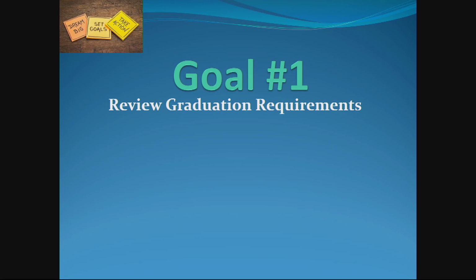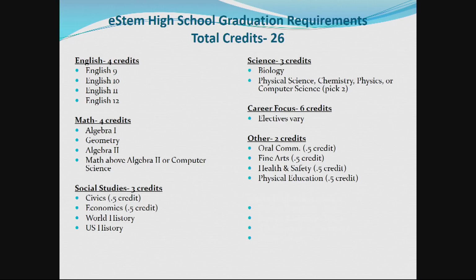We'll be looking at the graduation requirements. To graduate, students must have the following credits as indicated on screen. Students will need 4 English credits: English 9, English 10, English 11, English 12. They will also need 4 math credits: Algebra 1, Geometry, Algebra 2, and Math above Algebra 2 or Computer Science.